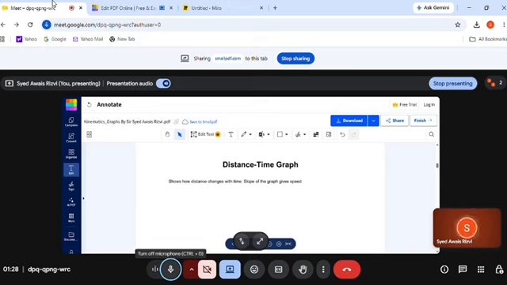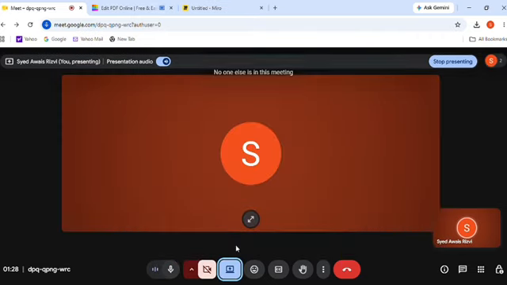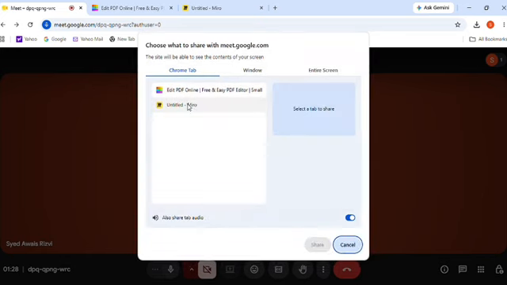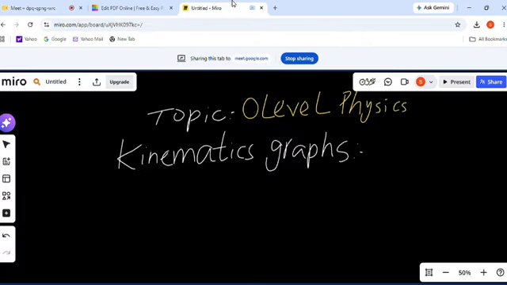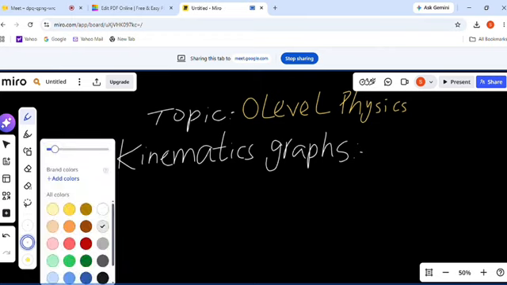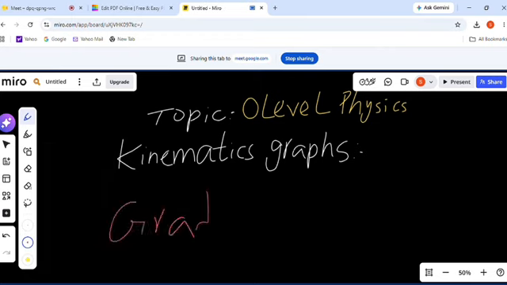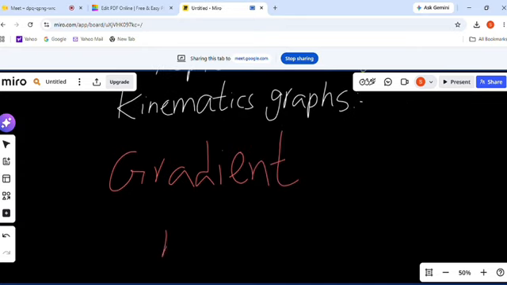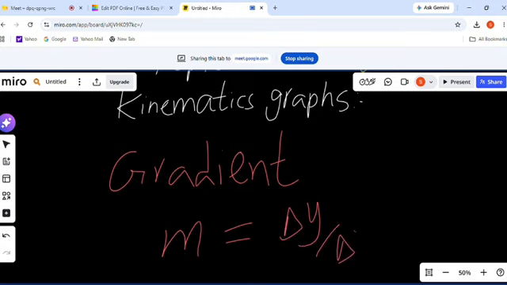Before discussing the distance time graph, we should know about the gradient. The words gradient and slope mean the same. Let me open the board and discuss the gradient before explaining this distance time graph. So students, what is gradient? As you studied in mathematics, gradient is the change in y. We represent the gradient with m, and it is the ratio between delta y and delta x.